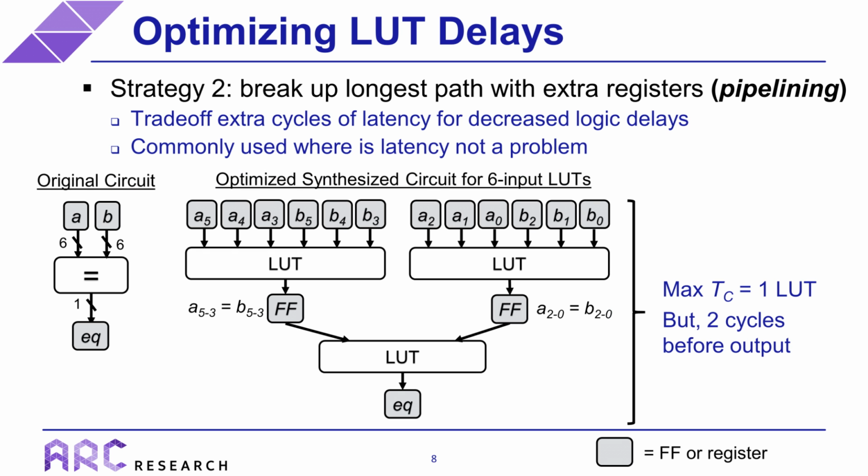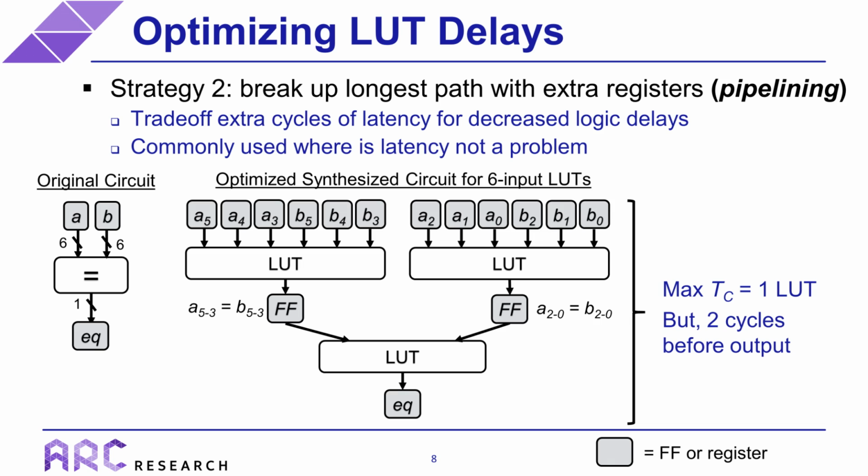A second strategy for minimizing lookup table delays is to shrink the longest lookup table path using extra registers, which is generally referred to as pipelining. Now, this is probably the most useful timing optimization technique and the most common one you will be doing. So the basic idea of pipelining is to trade off an increase in latency for decreased logic delays in order to improve clock frequencies. And now, not every application is going to be able to tolerate an increase in latency.